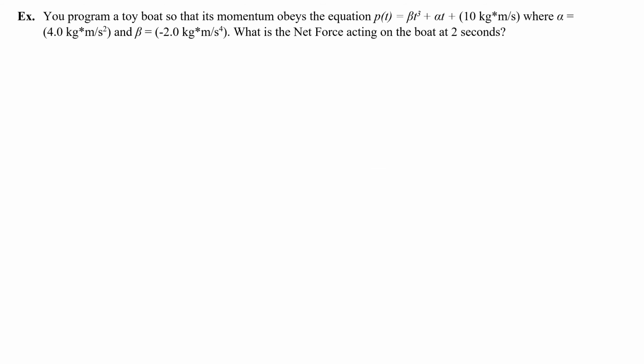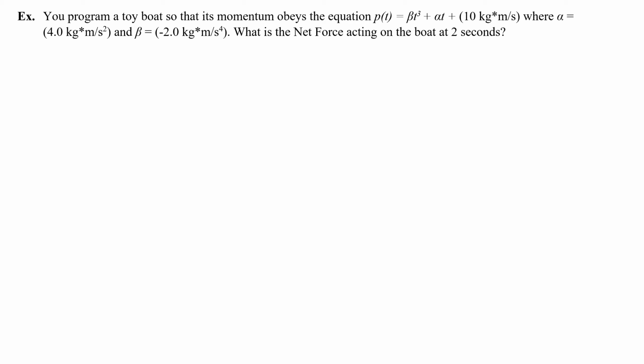You program a toy boat so that its momentum obeys the equation P equals beta t cubed plus alpha t plus 10 kilogram meters per second, where alpha is 4 kilogram meters per second squared and beta is negative 2 kilogram meters per second to the fourth. What is the net force acting on the boat at 2 seconds?